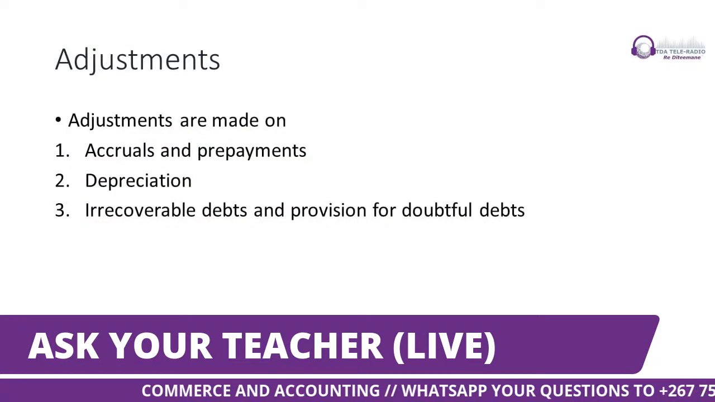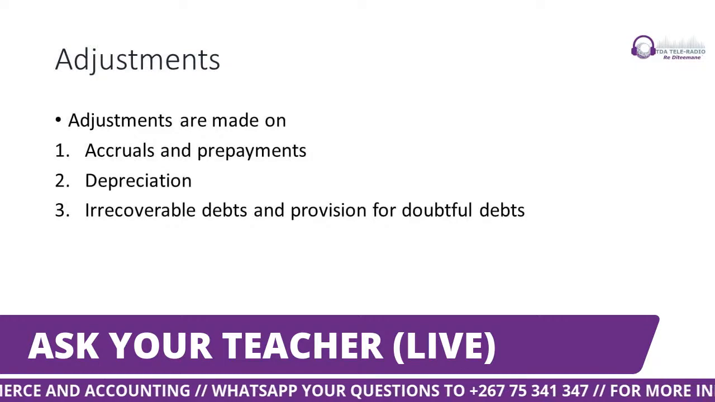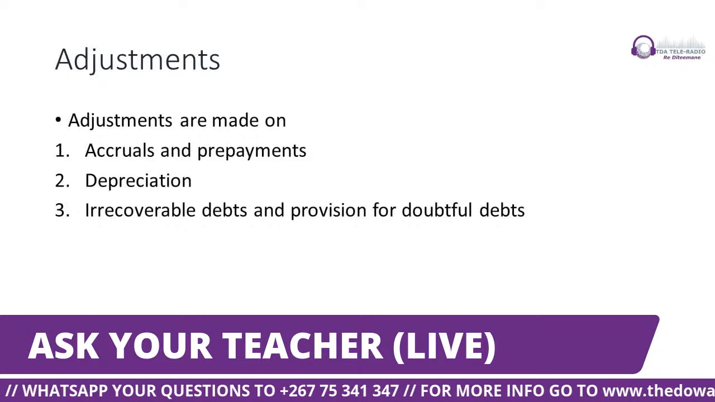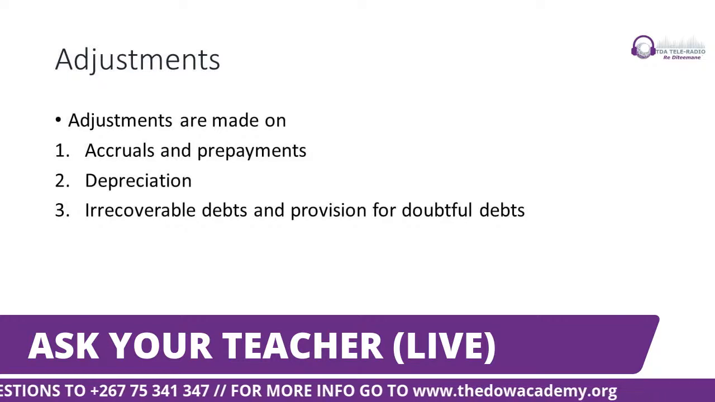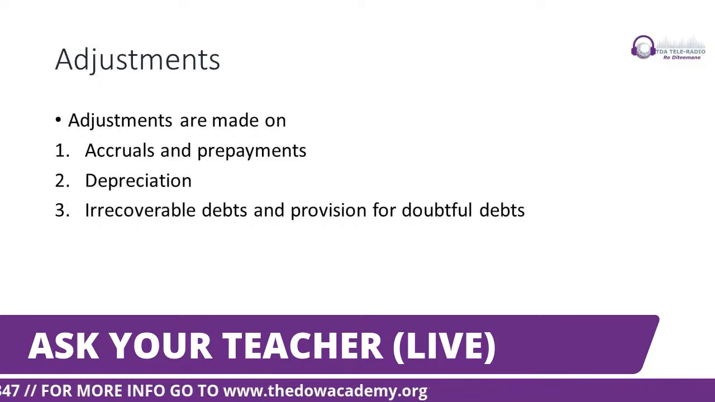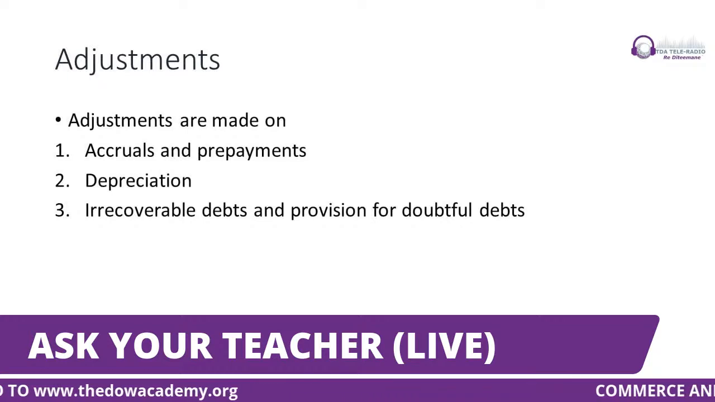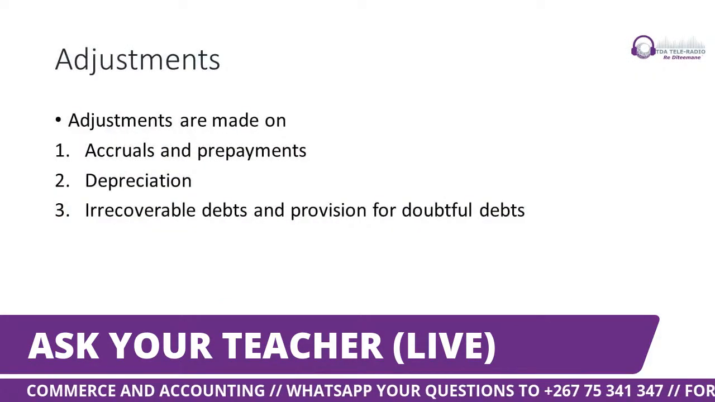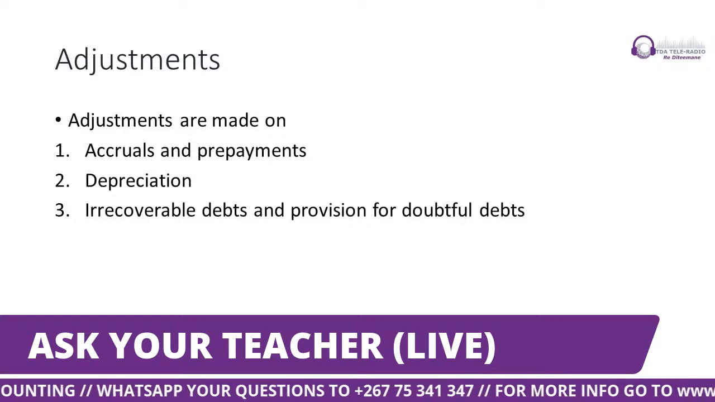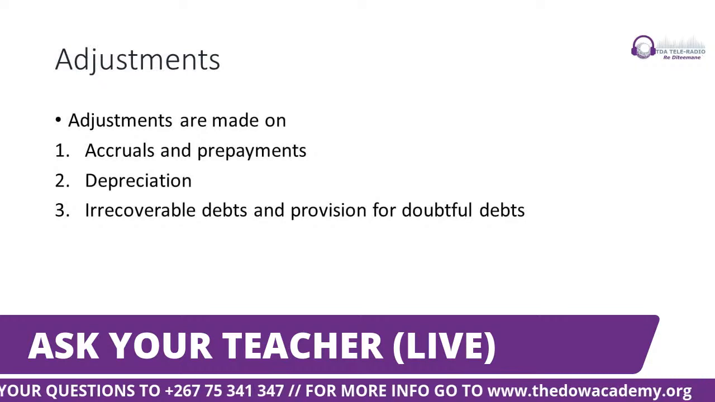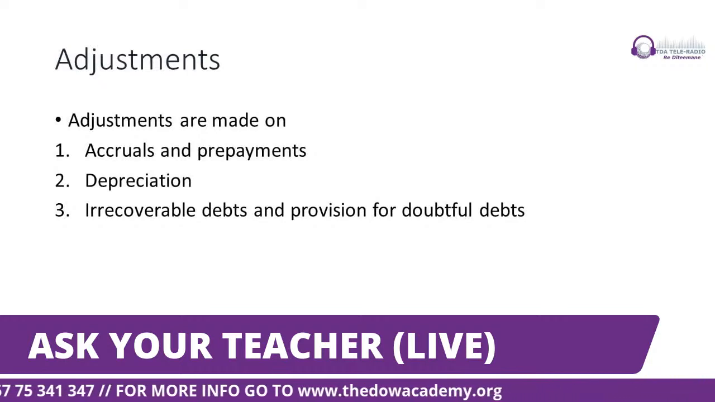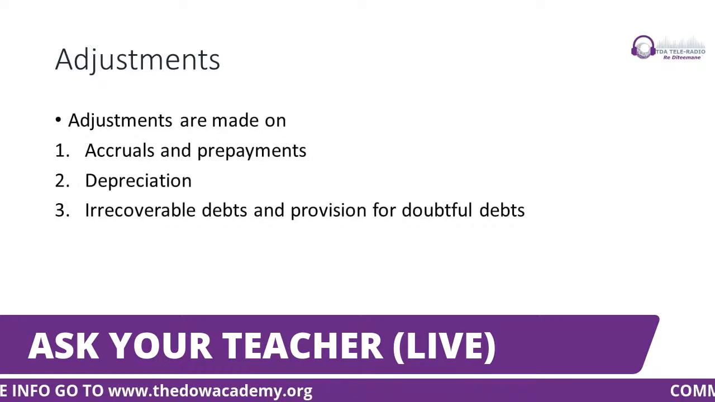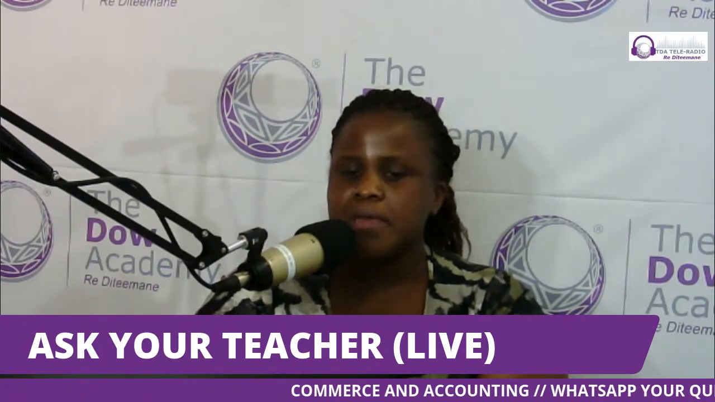Basically, they are 3, or we can even say there are 4. The adjustments are accruals and prepayments, and then we have depreciation, and then what is known as irrecoverable debts and provision for doubtful debts. And we also look at goods taken for own use by the owner. But that one we have already looked at when we were looking at the trading section. These 3, accruals and prepayments, depreciation, irrecoverable debts and provision for doubtful debts, we look at them when we are looking at the expenses. They affect our expenses. So I am going to start with accruals and prepayments.